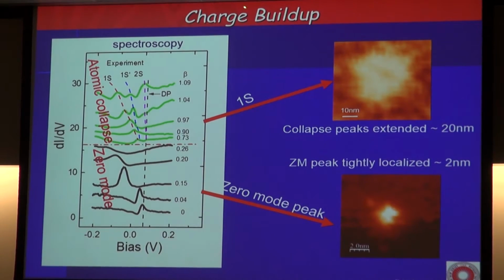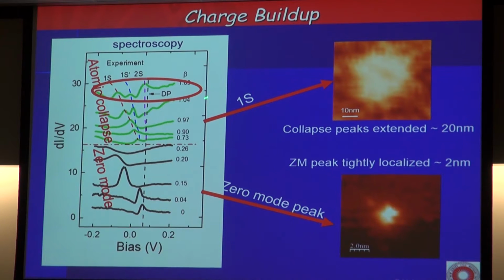So let's see what these two types of wave functions look like. When you are in the zero mode peak, it's tightly localized right on the vacancy. It's about 2 nanometers in extent. And when your peaks are atomic collapse peaks, they're huge. They extend 20 nanometers. So there's a very easy way to tell which is which, just by looking at their size.